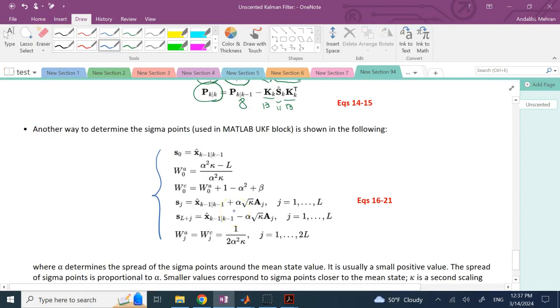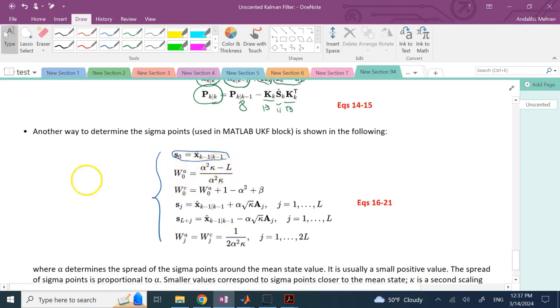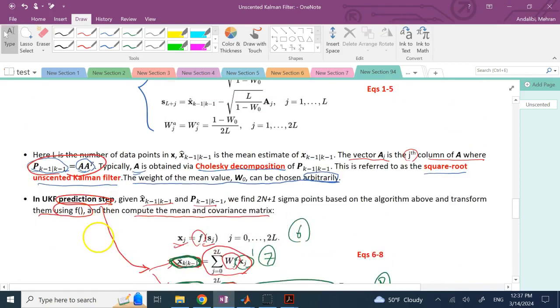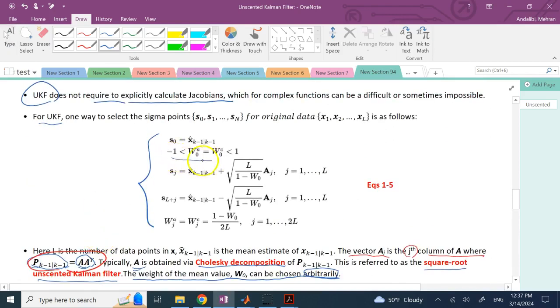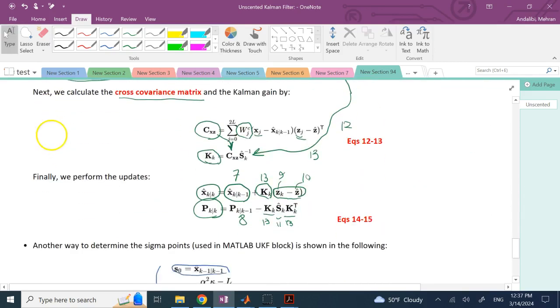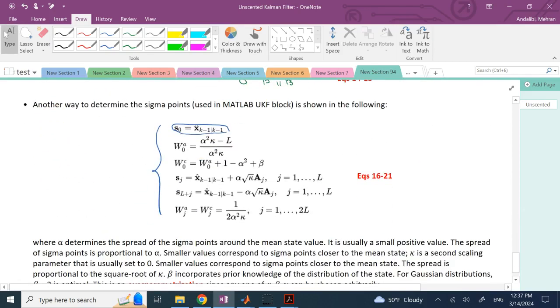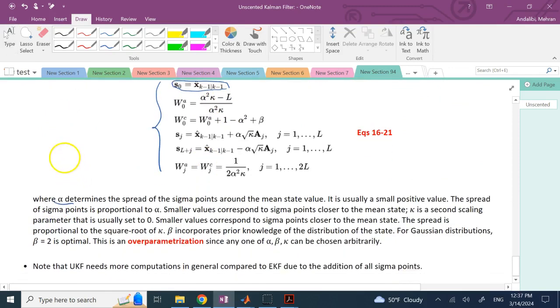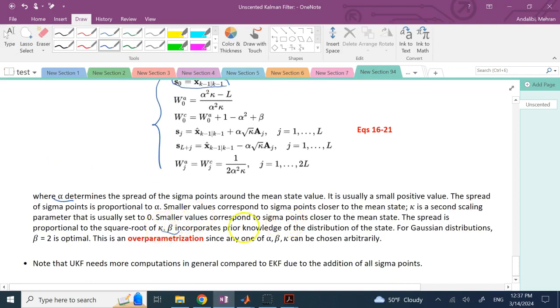There are 6 equations here. You see the S0 is the same as before. The W0A and W0C this time are not as simple as last time. Last time they were what? They were simply any equal number between -1 and 1. This time they are picked from some parameters. This method has 3 parameters in it: alpha, beta, and kappa.